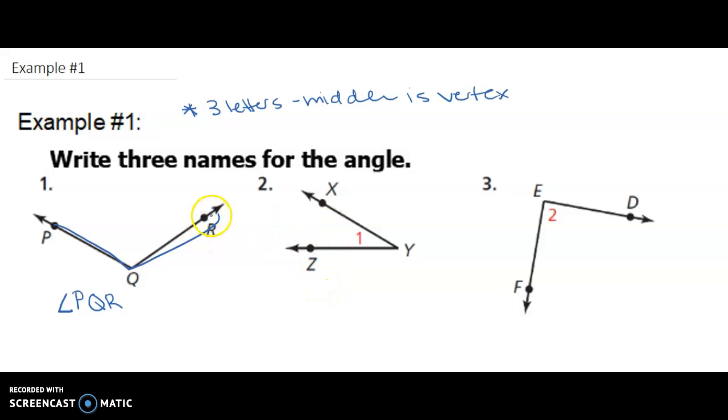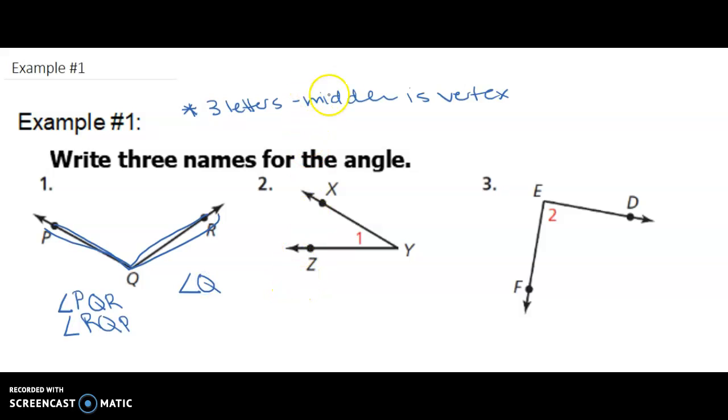Likewise, I can go the other way. So I could say angle RQP, because when I draw the letters that I say, I'm still creating that same angle. So angle RQP. Last but not least, sometimes you can name it with one letter, and that is the vertex. So angle Q would be a third way we could name this angle.